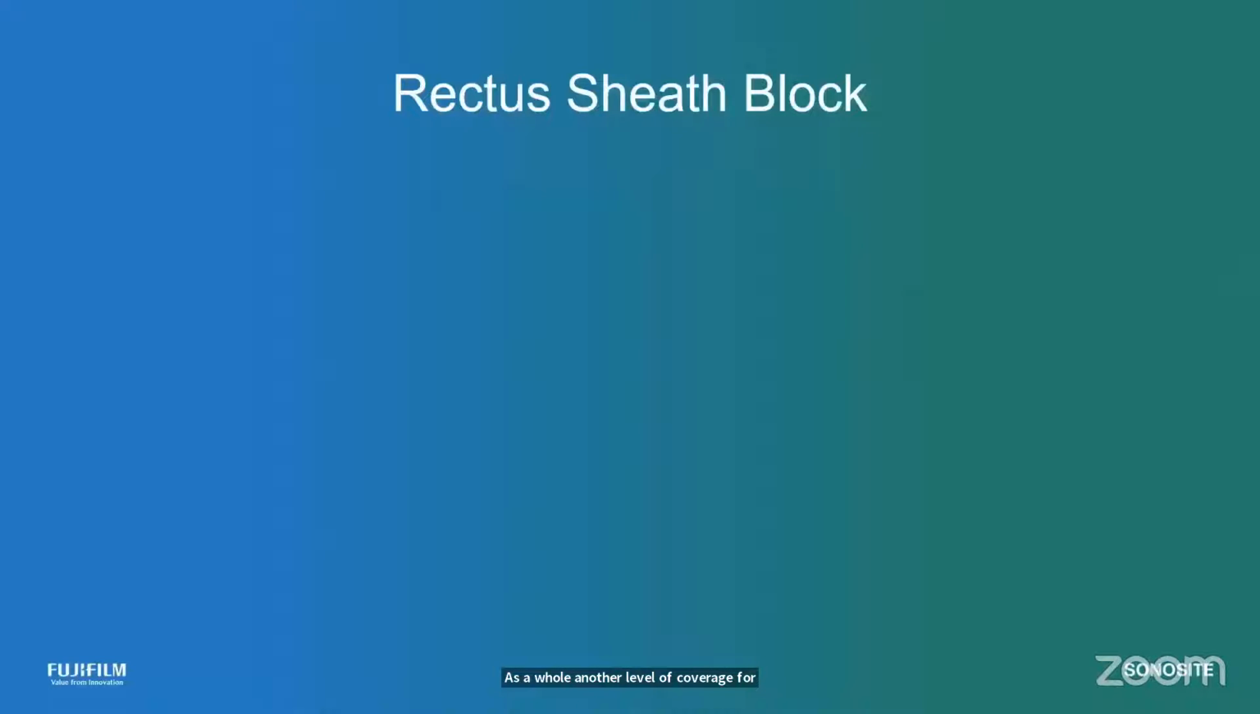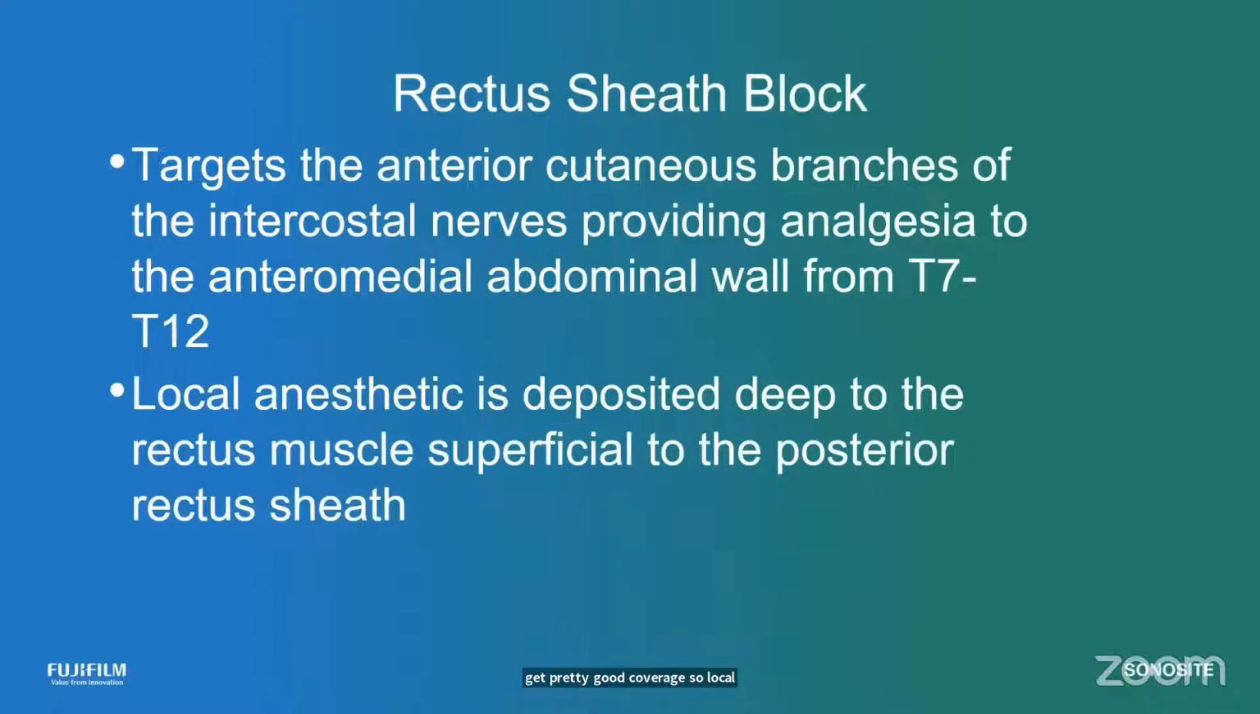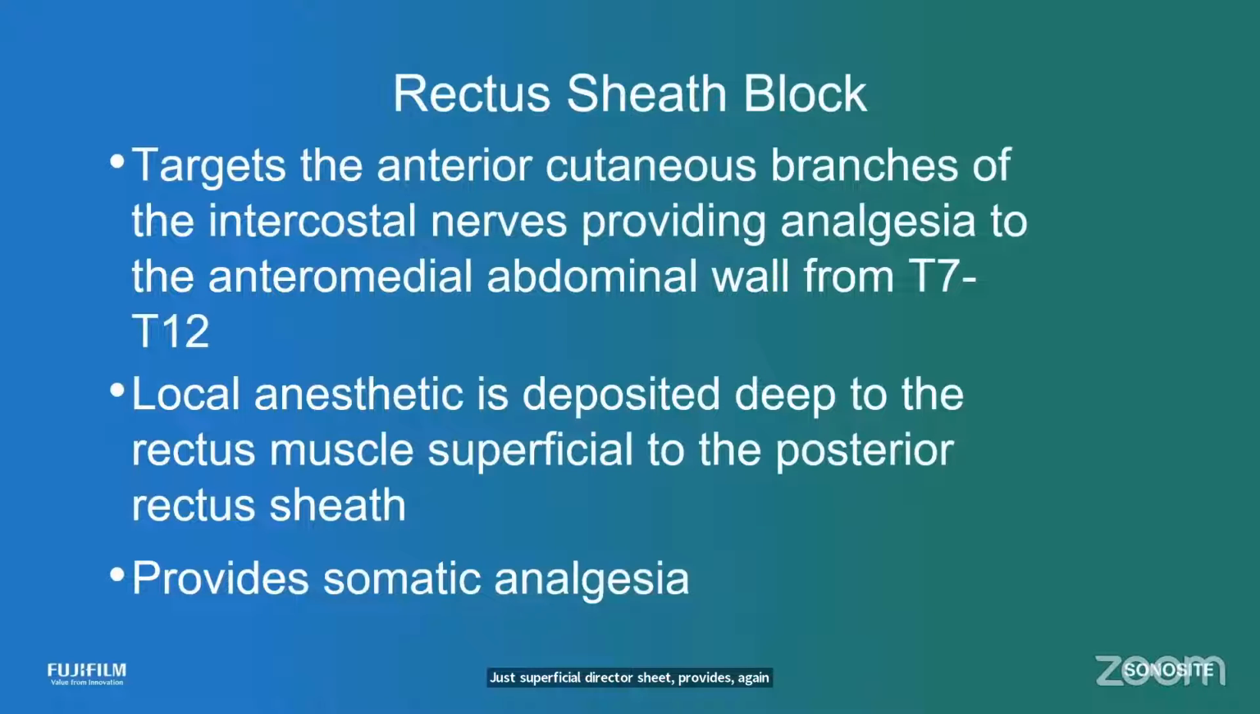Rectus sheath block, quick review here. Again, very simple block, targets the anterior cutaneous branches of the intercostal nerves, and literature says T7 to T12, pretty accurate. T7 with volume to T12 for sure. With 10 mils that we give, we get pretty good coverage. So local anesthetic is deposited deep to the rectus muscle, superficial to the posterior rectus sheath. So just posterior to the muscle, just deep to the muscle, and just anterior to the rectus sheath, just superficial to the rectus sheath. Provides, again, somatic analgesia. So no visceral coverage, again, a straightforward block.